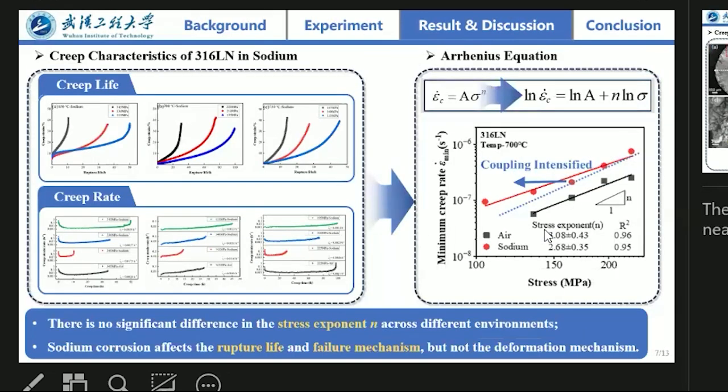Now I show you the creep life and creep rate of the specimens in sodium. By the Arrhenius equation, you can see the relationship between creep rate and stress is nearly linear. I can say there is no significant difference in the stress exponent n, although there are different environments. It implies that sodium corrosion affects the rupture life and failure mechanism, but not the creep deformation mechanism.